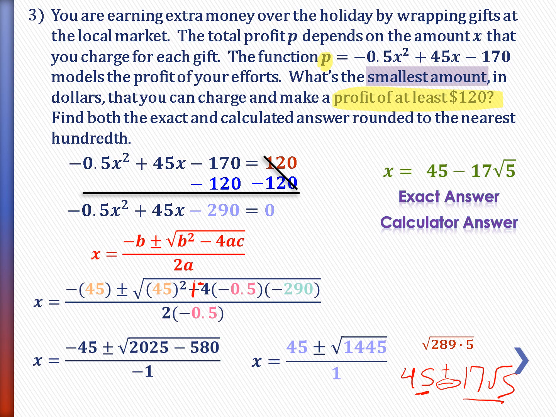I'm pretty sure somebody at the store would probably look at you kind of weird. So that's the exact answer. Let's talk about the calculated answer. All you have to do is 45 minus 17 square roots of 5. Now, if you're doing this on a 4 function calculator, you just do 5 square root times negative 17 plus 45. But if you're doing it on a graphing calculator, you could do 45 minus 17 square roots of 5. Either way, you are going to end up with 45 minus 38.01, which is $6.99 per package.